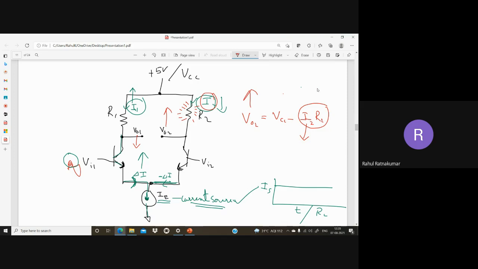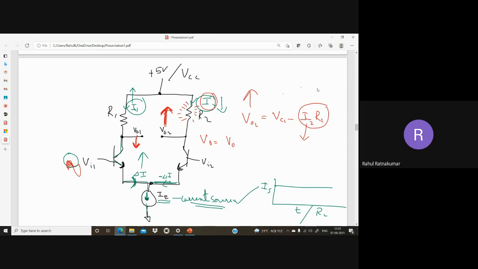So this is the case. I'm increasing my input, but my output is reducing. I'm saying it is inverting. Here it is inverting, but here it is non-inverting, right? In opposite, my VO2 is increasing. So the net effect, what happened? If I take the difference, VO2 minus VO1, we can say this is the differential output. We are taking output from these two points, VO2 and VO1.